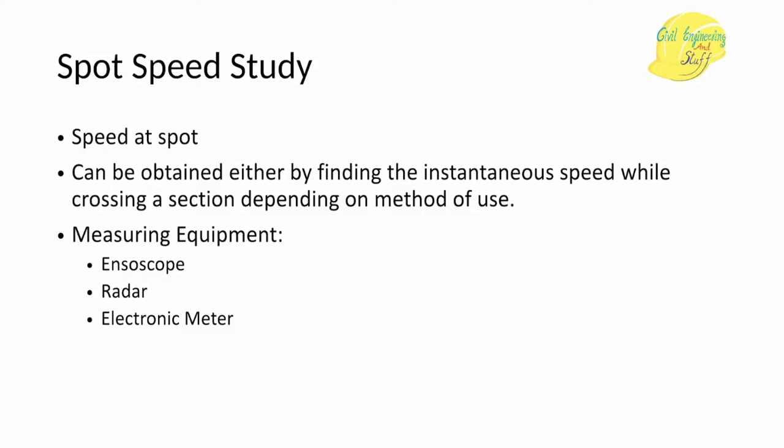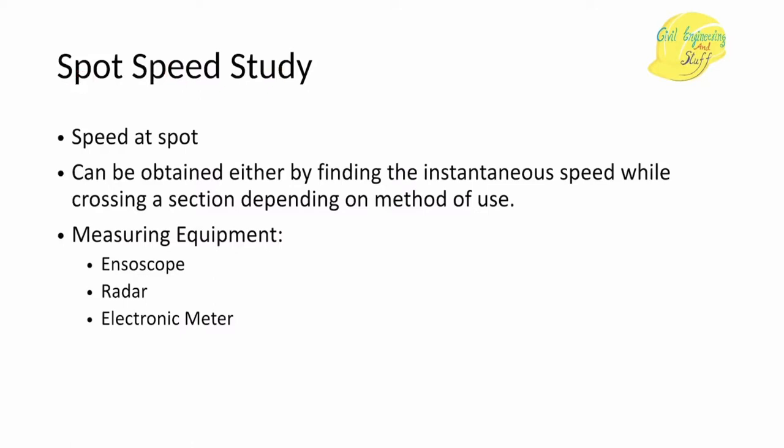Now there are some equipments that are used to find out the spot speed of the vehicle. First is the enoscope, then we have radar, then we have electronic meter. It should be noted that the enoscope is something we should remember, because many a time in competitive exams it is asked for what purpose the enoscope is used. The enoscope is used for the speed study, and to be specific, for the spot speed study.